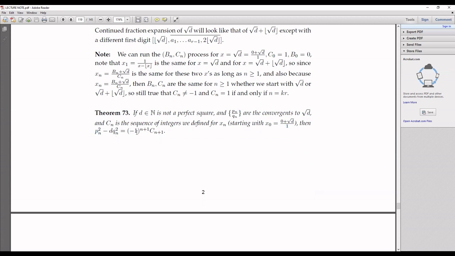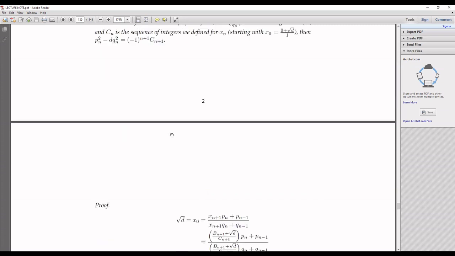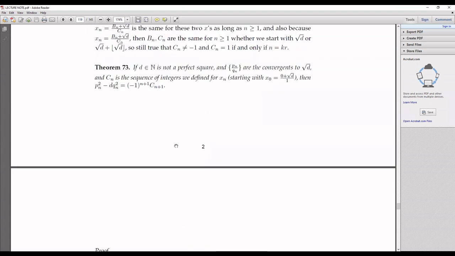Pn square minus d Qn square is (minus 1) to the power n plus 1, times C n plus 1. This is not choose, right? This is not permutation combination. This is just times C with index n plus 1. You can understand that actually. Okay, how can we prove this?